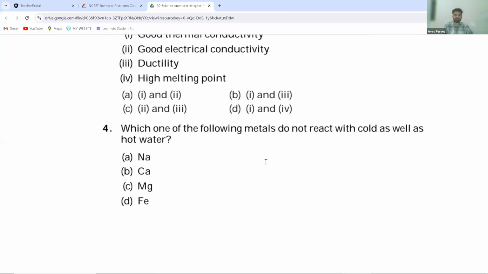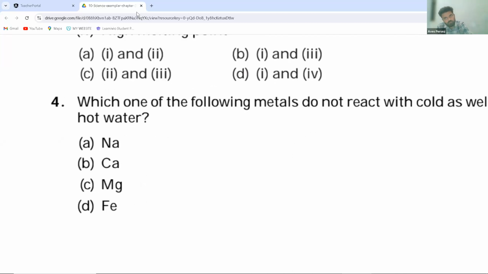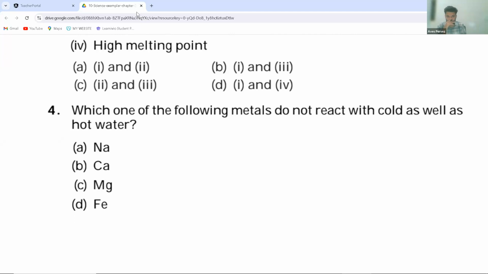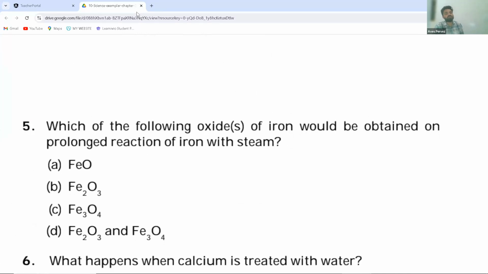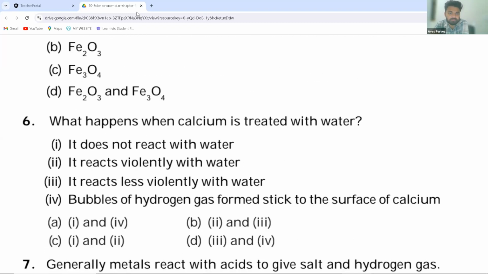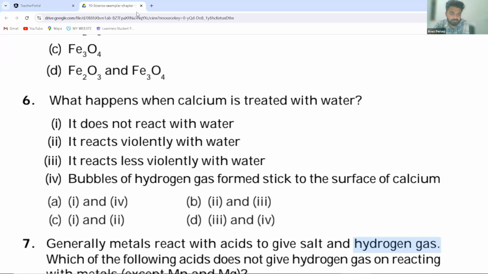Question number 4. Which one of the following is formed on heating or cold and hot water? Fe. Question number 5. Which of the following will be obtained from Fe3O4? Question number 6. What happens when calcium is treated with water?